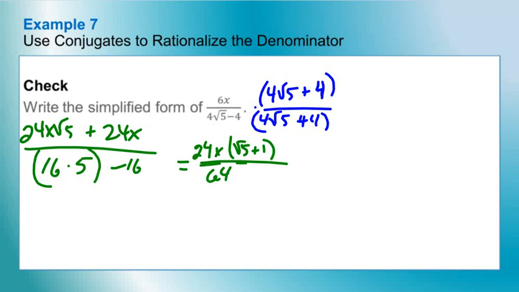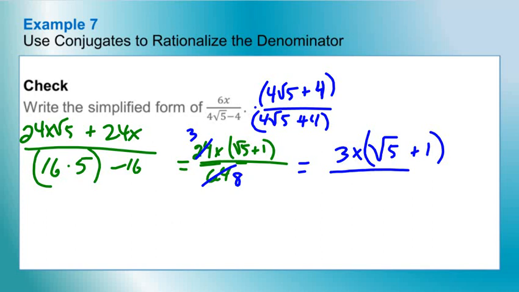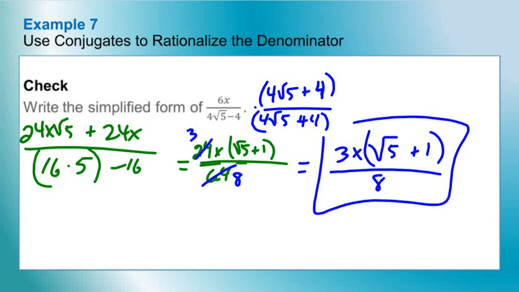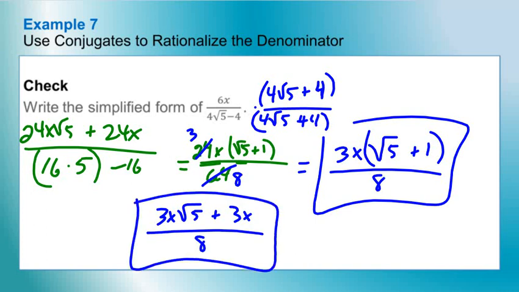I can divide out an 8 in the numerator and denominator. That gives me 3. This gives me 8. So my answer could be 3x times the square root of 5 plus 1 all over 8. That would be one way of writing it. Or you could do it as 3x square root of 5 plus 3x divided by 8. Either way, those are both the same answer. That is our lesson on operations with radical expressions.